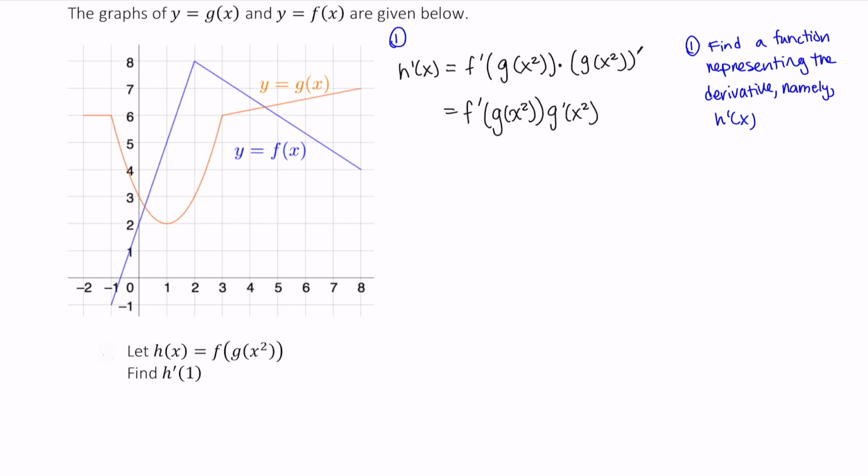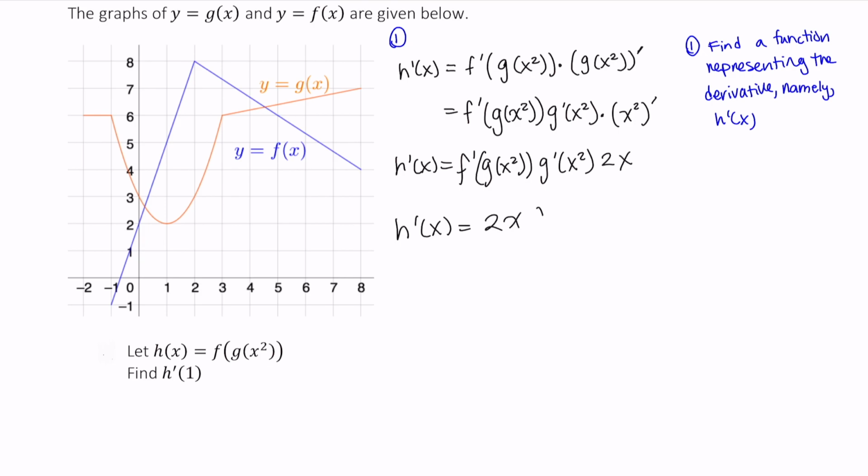And now there is one more inner function, and that's x squared, and we want to multiply by the derivative here on the outside. So h prime of x is equal to f prime of g of x squared times g prime of x squared times 2x. And I'm going to rewrite that one more time, just so it looks a little neater. So this is 2x times f prime of g of x squared times g prime of x squared. So h prime of 1 is what we're looking for now.